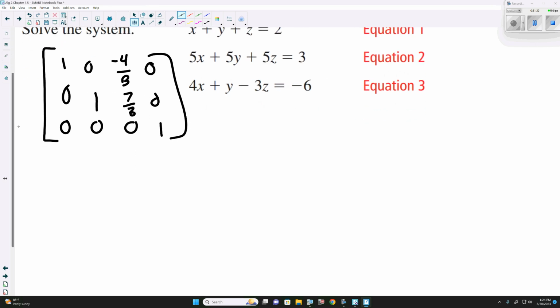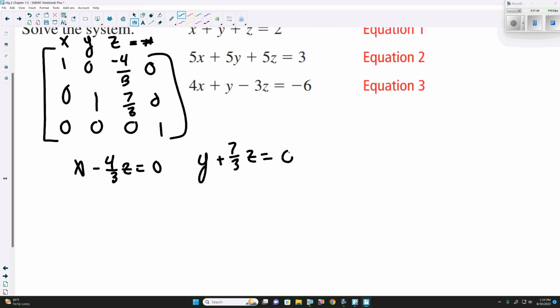Well, the top row, because again, x, y, z equals our number. So the top one's telling me x, we don't have y, but we have negative 4/3 z is equal to 0. I have an equation. The second one is telling me I don't have x, but I do have 1y plus 7/3 z is equal to 0. So we have two equations, that's fine.